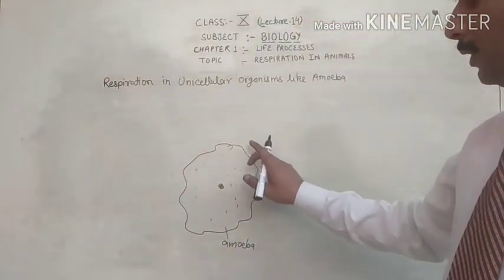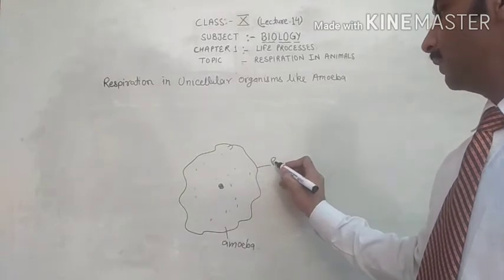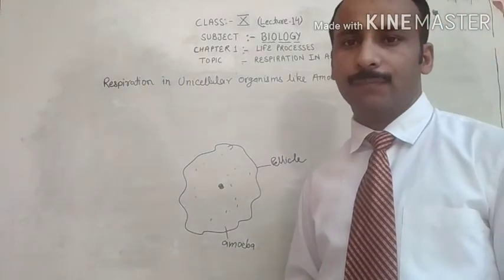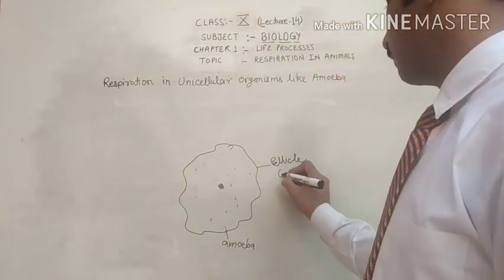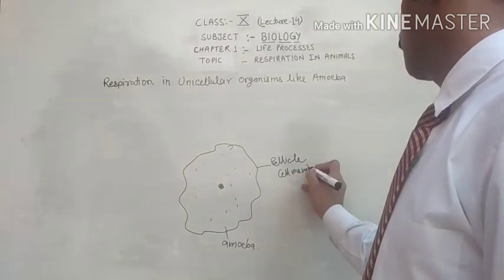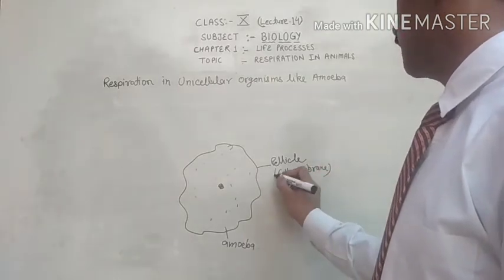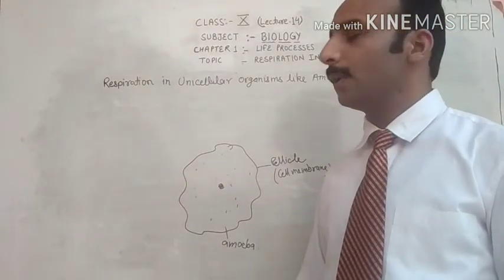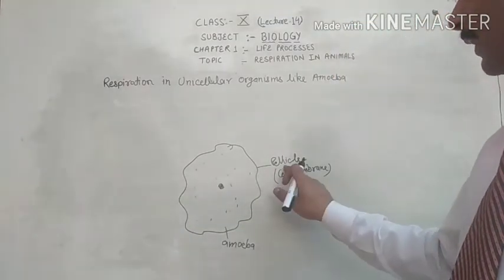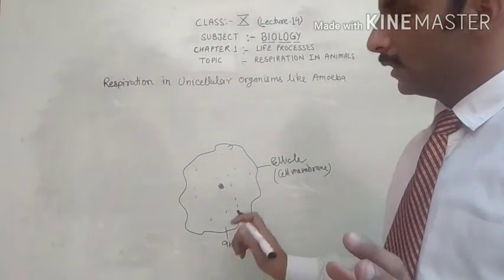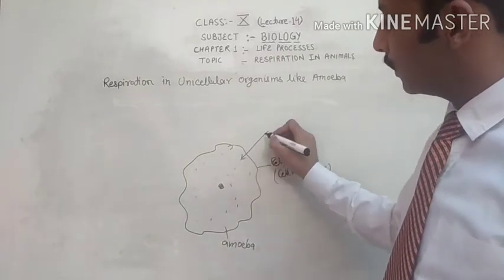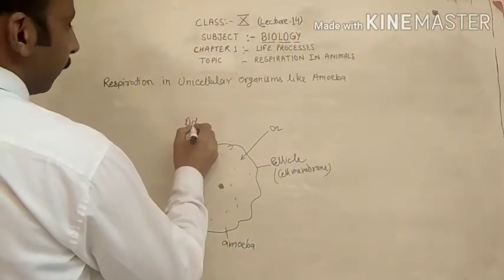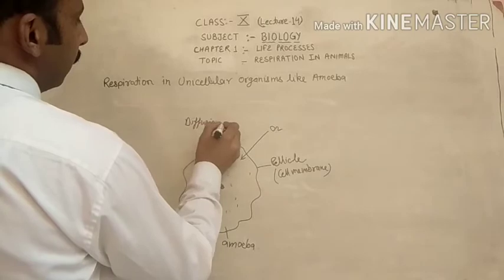You know very well, the skin of the amoeba is very thin and flexible. It is made up of what is called the pellicle, or you can say cell membrane or plasma membrane. The cell membrane of amoeba is proteinous, made up of many kinds of proteins. In amoeba the pellicle is very thin, and the amoeba takes oxygen from the water by the process of diffusion.